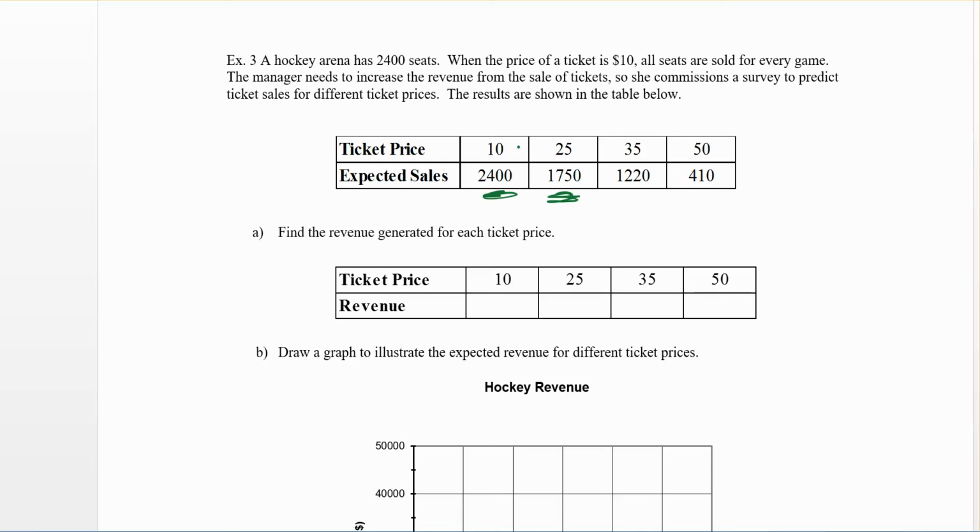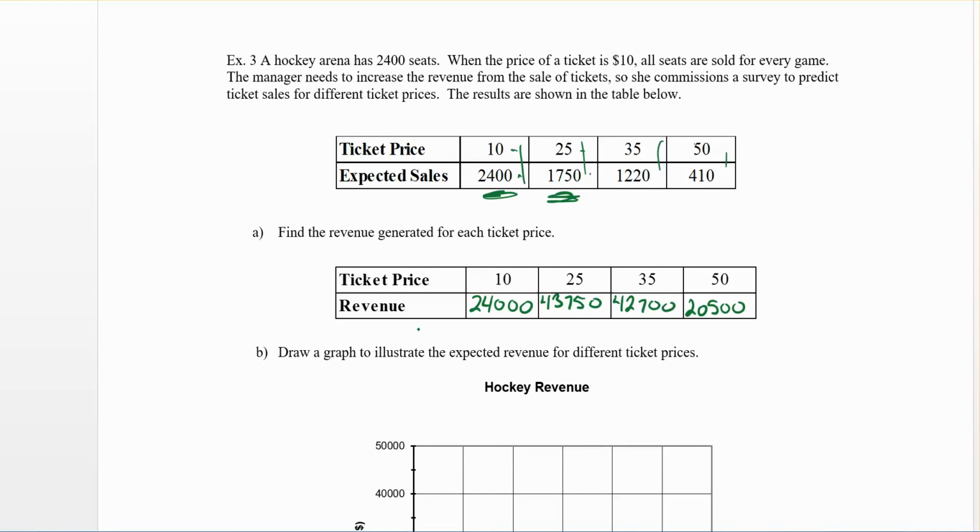Revenue is really just going to be this number times that number, right? To give us that number there. This number times that to give us that number there. So we need to do that first. All we got to do is go 10 times 2,400. And I'm just going to fill those in to save time here. So if I just multiply that by that, and that by that, these are the numbers I get.